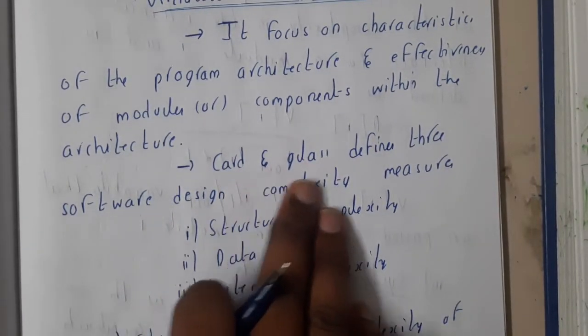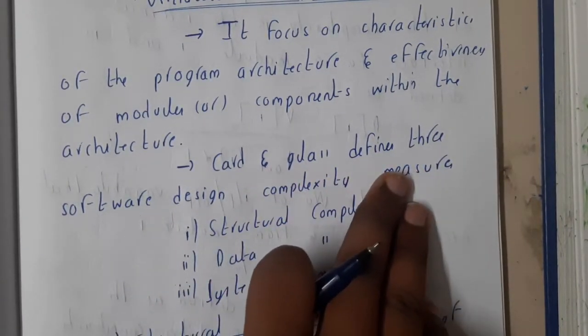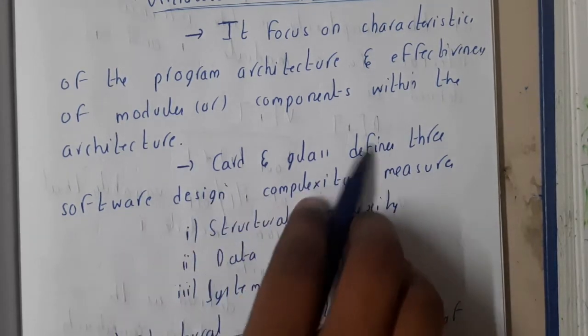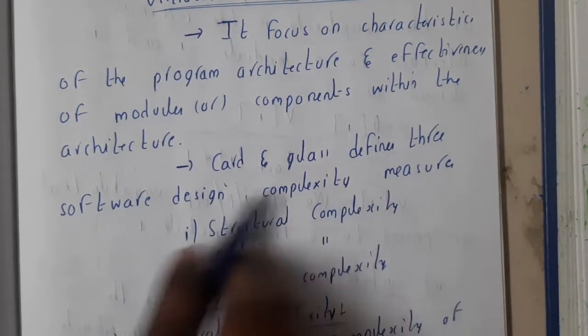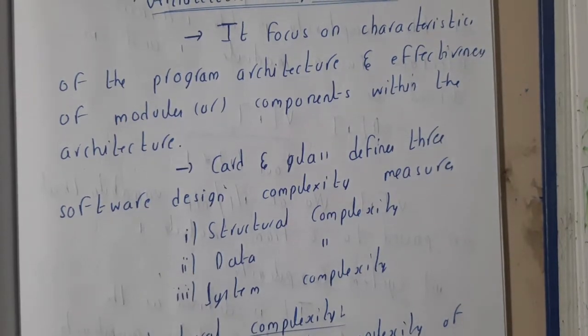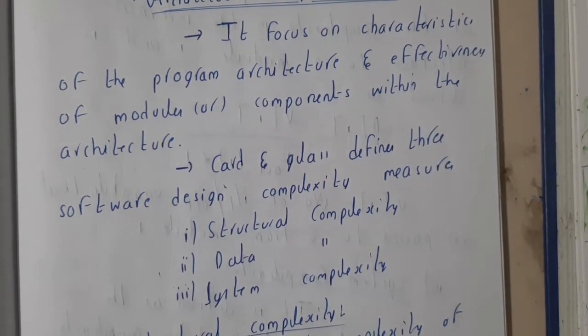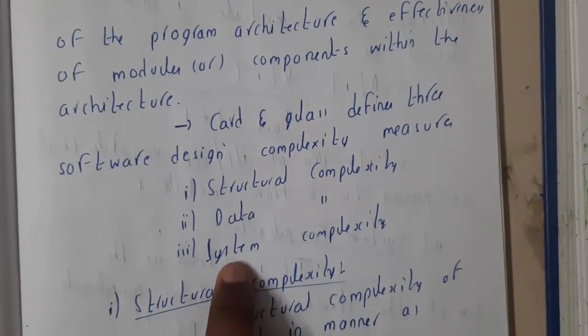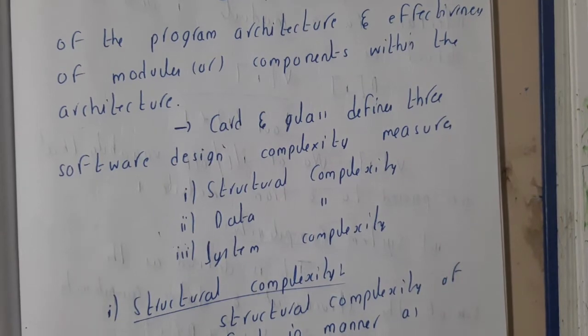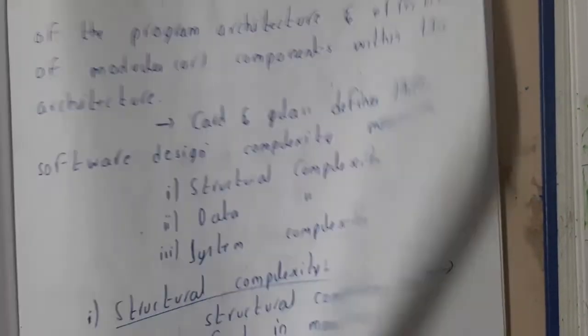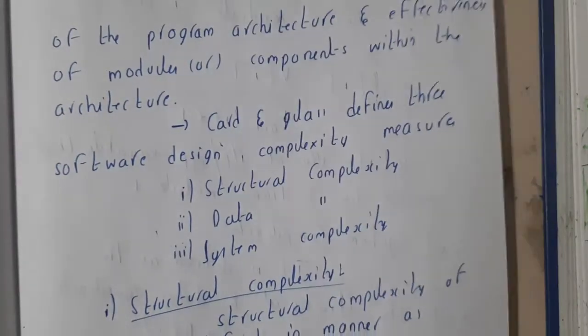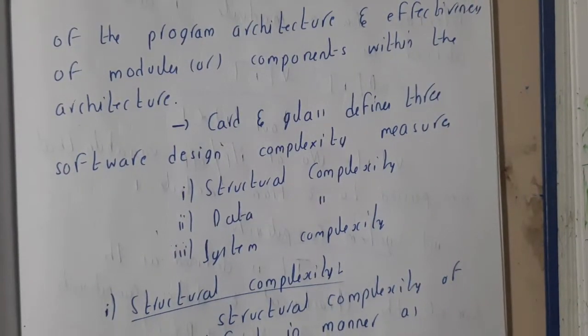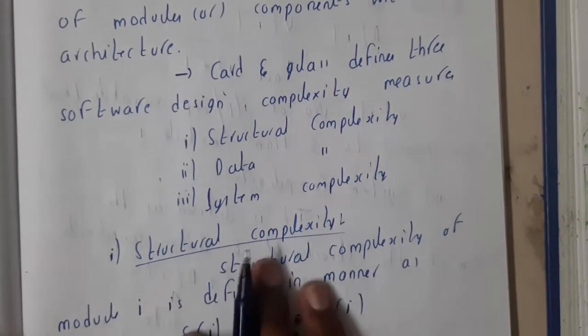Okay, so Card and Glass define, so these are the two scientists, I think. They define three software design complexity measurements, guys. So they gave three complexity measurements for design analysis. The first one is structural complexity, the second is data complexity, the third is system complexity. Okay, so for each and every one we have some formulas, guys. That is more than enough for you if it is given for 3 or 5 marks. If it is given for greater marks, please refer to any textbook so that you'll get more data, guys.